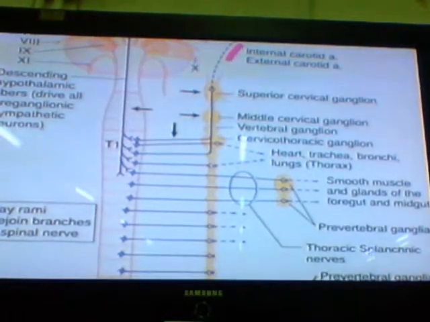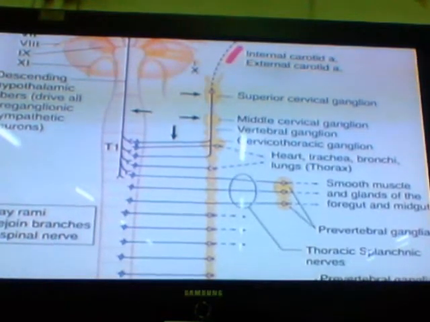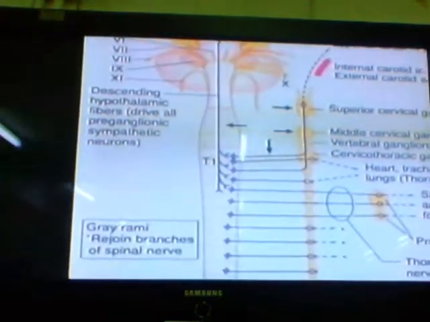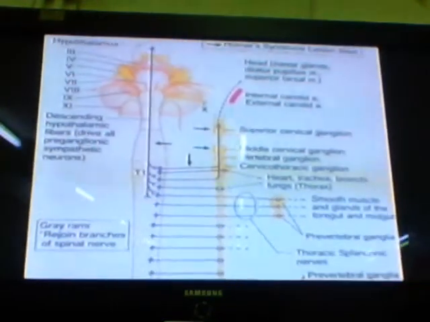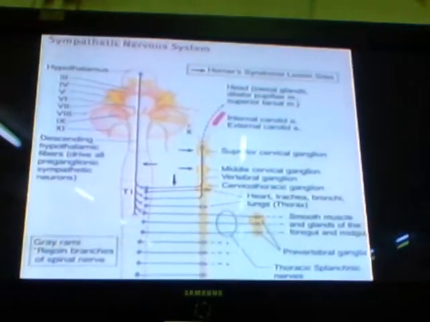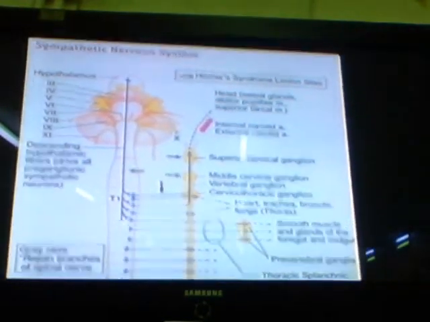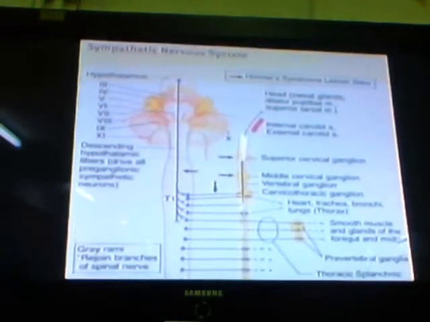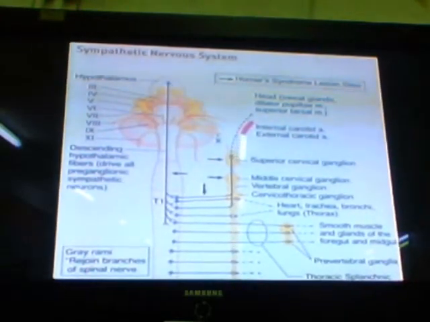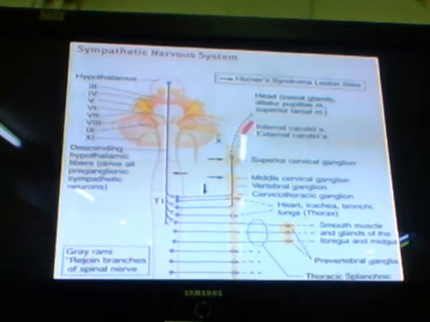Alright, so the first descending tract that we mentioned is the descending tract as it relates to the sympathetic nervous system. You guys remember the autonomic nervous system? Yes. Everybody went to sleep, so we're not going to do that one today. Let's do the corticospinal tract.